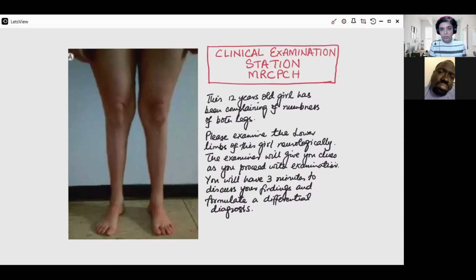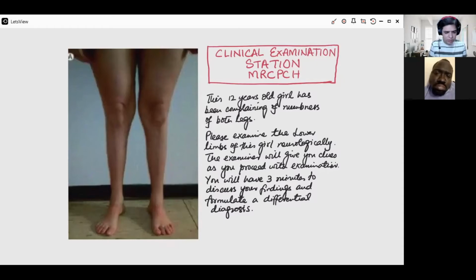As they told, the tone is low around the ankles, but it is normal elsewhere. So again, it is giving you an idea that something is not right around the calf muscle. Something is just related to the distal muscles. So distal muscles could be anything.